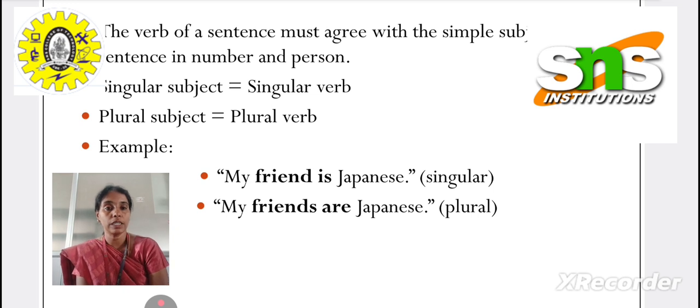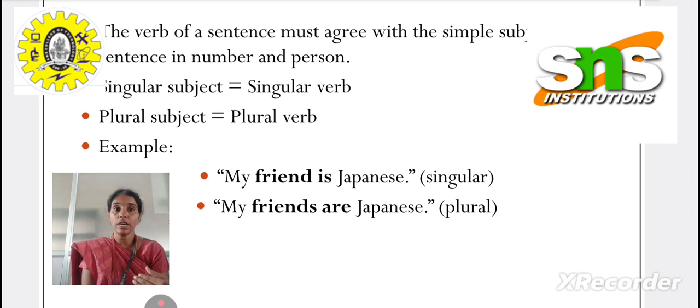My friend is Japanese. In this sentence, my friend, the subject, is singular. So in that case, we are supposed to use a singular verb. My friend is Japanese. The same sentence I've used in a plural form: my friends, that means it's plural. My friends are Japanese. So if you have a plural subject, you are supposed to use a plural form of verb. This is the basic rule in subject-verb agreement.